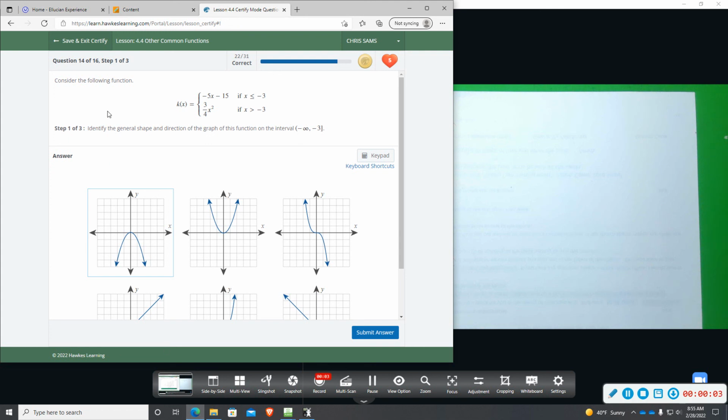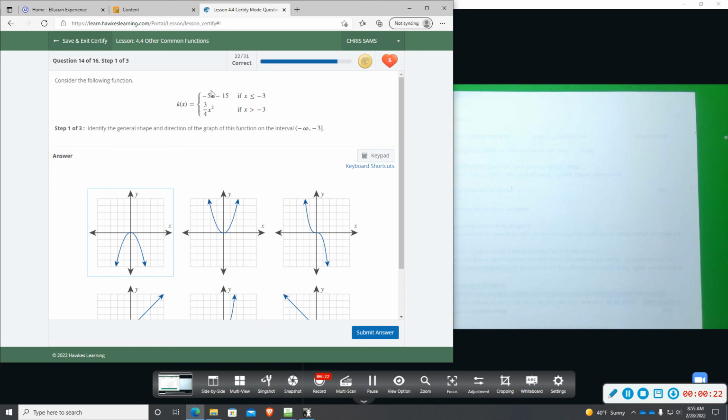Okay, number 14, we want to consider this graph and we want to identify the general shape and direction of this function on the interval -infinity to -3. So including -3 because we have a box. That will be the first function.